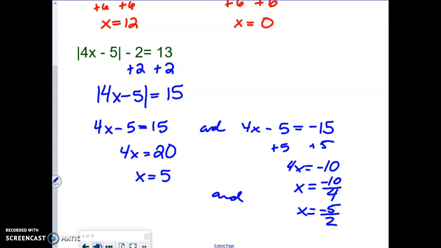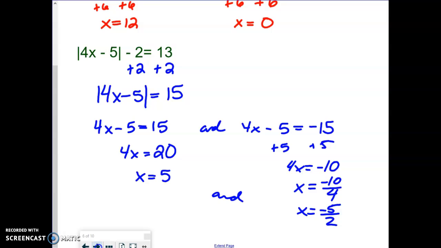Absolute value of 15 is 15. If I plug in negative 5 halves, that's going to give me negative 10. Negative 10 minus 5 is going to give me negative 15. And then the absolute value of negative 15 is 15. So both of those will work.